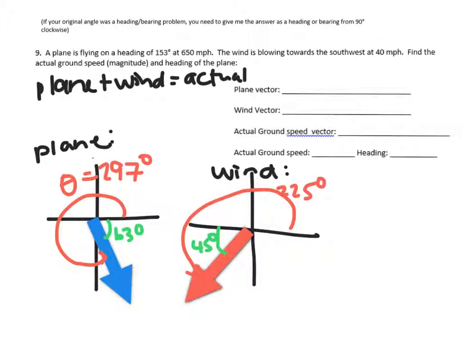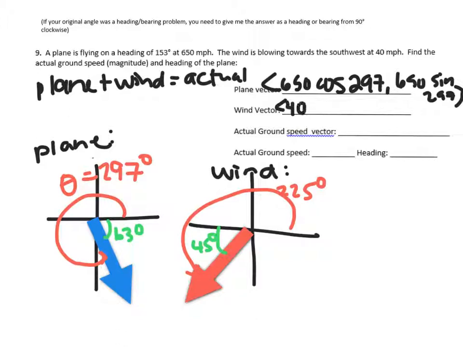So my plane vector is, I'm going 650 miles per hour at an angle of 297 degrees. I'm going 650 miles per hour cosine 297 degrees. On the next screen, I'll turn them into decimals. For my wind, I'm going 40 miles per hour in the direction of 225, so 40 miles per hour cosine 225.